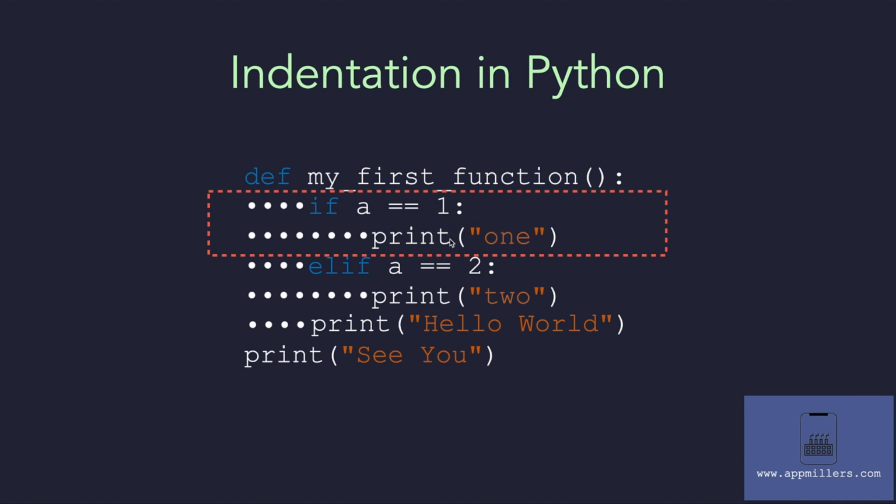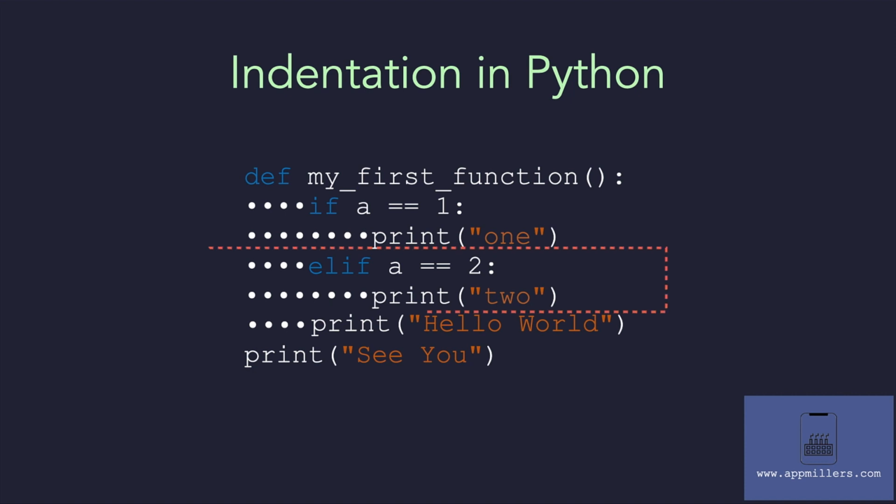So as you can see, if a is equal to 1, we are going to print out 1. That's why the print statement is indented inside the if condition, because it's going to be executed only if this condition is met. Now the next block of code will be the elif block. Here also you can see that this print 2 statement is located inside this elif statement.